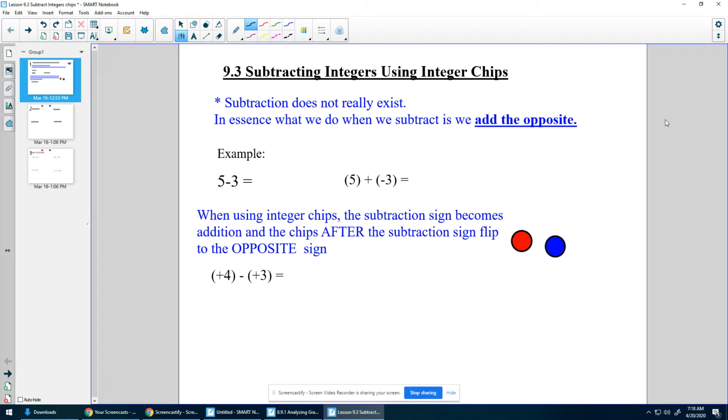Today we're going to begin 9.3, subtracting integers using integer chips. This is a very short lesson, and then I'll give you some practice questions to do.